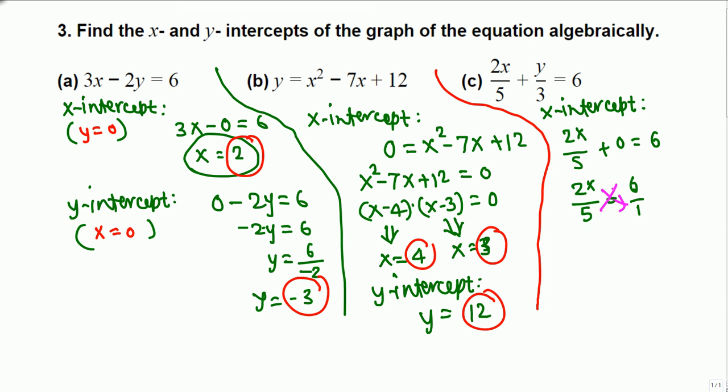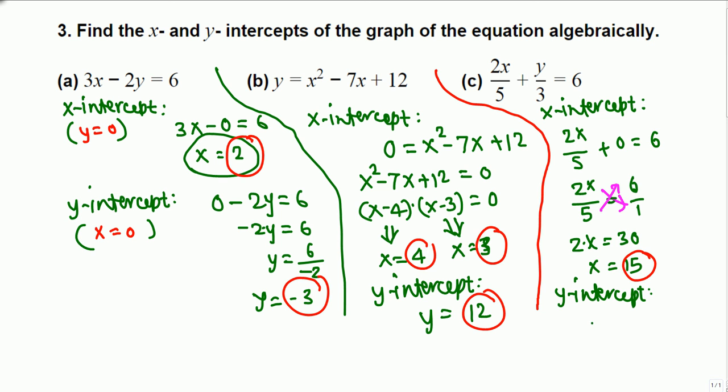We can cross multiply. Then we get 2x times 1 is 2x equals 30. Divide by 2, so x equals 15. So that is the x intercept. Now we find the y intercept.